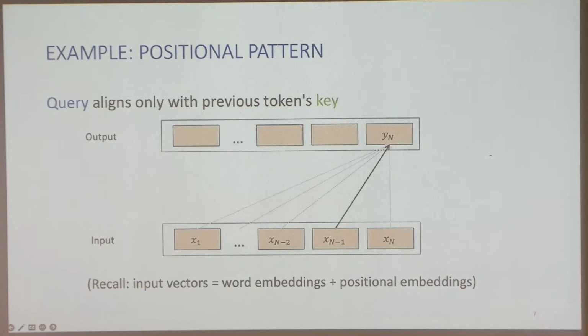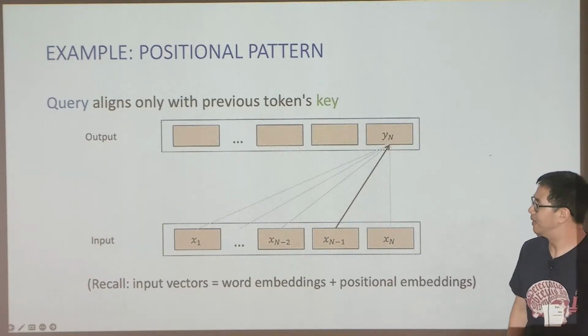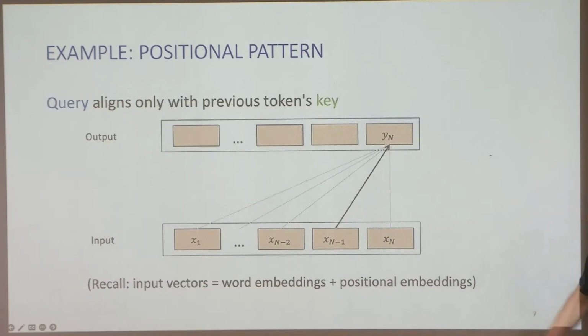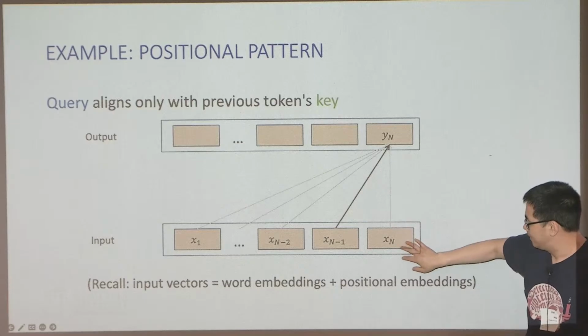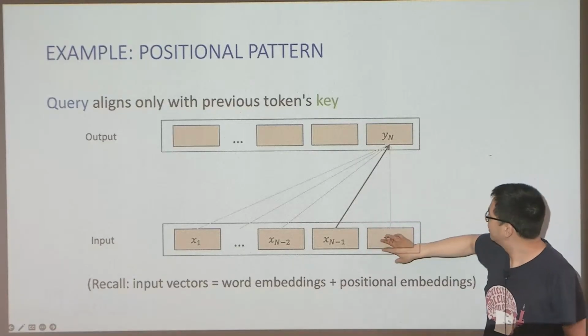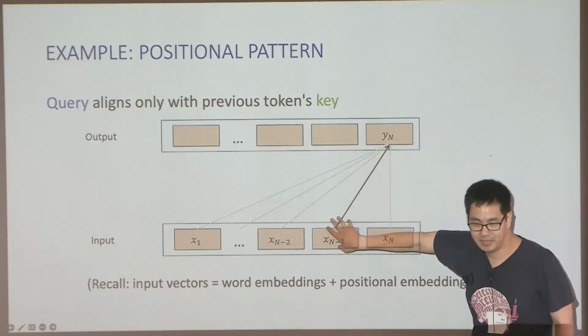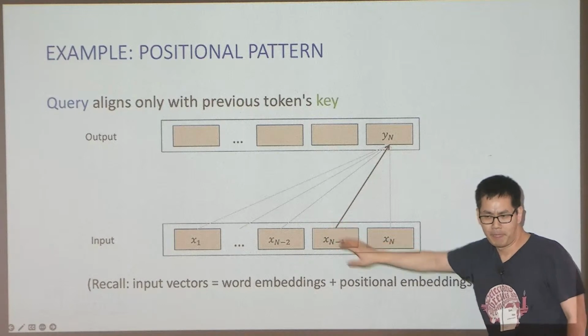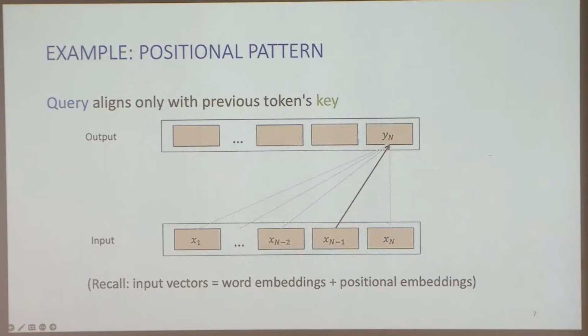So the first kind of pattern, which I think Encore mentioned in passing, is that the query for, let's say, the nth word will only really attend to the previous word, so the output will only be based on the previous word. Okay, so how might this happen?